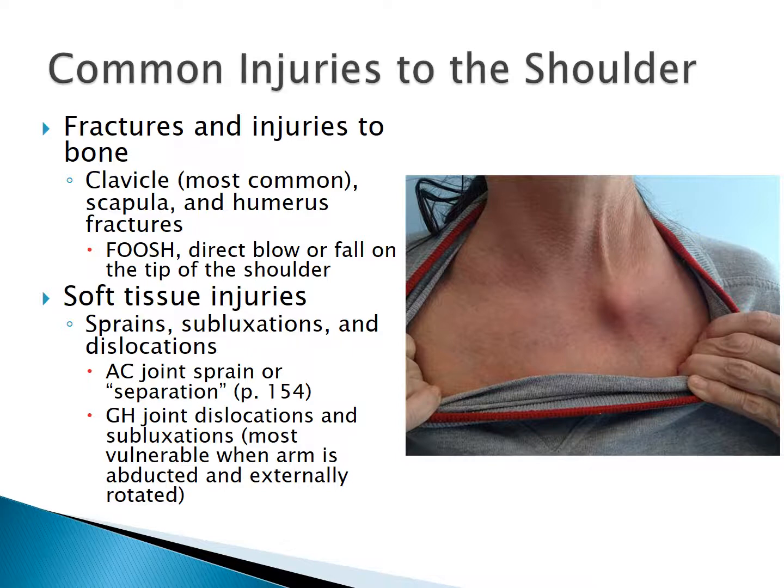SC joint sprains are tender to palpation and may present with deformity at the proximal clavicle. If the clavicle is displaced backwardly, or posteriorly, it can interfere with the subclavian artery and vein and create a life-threatening situation.